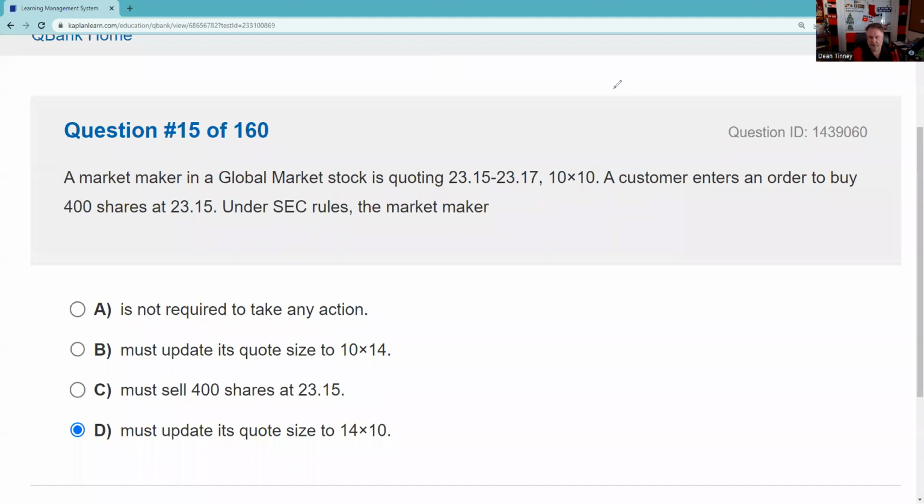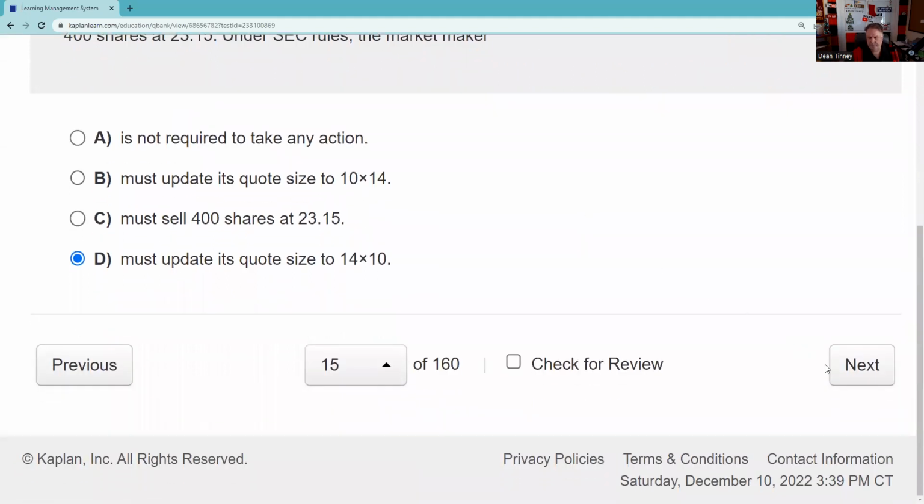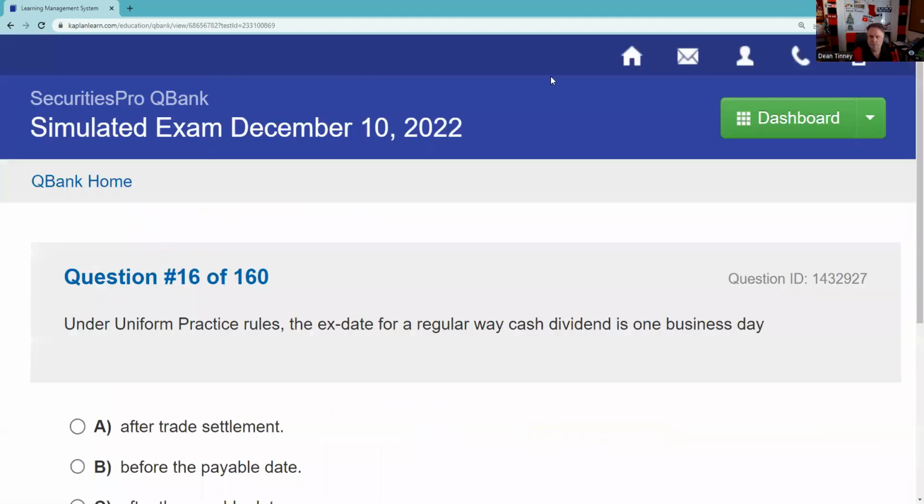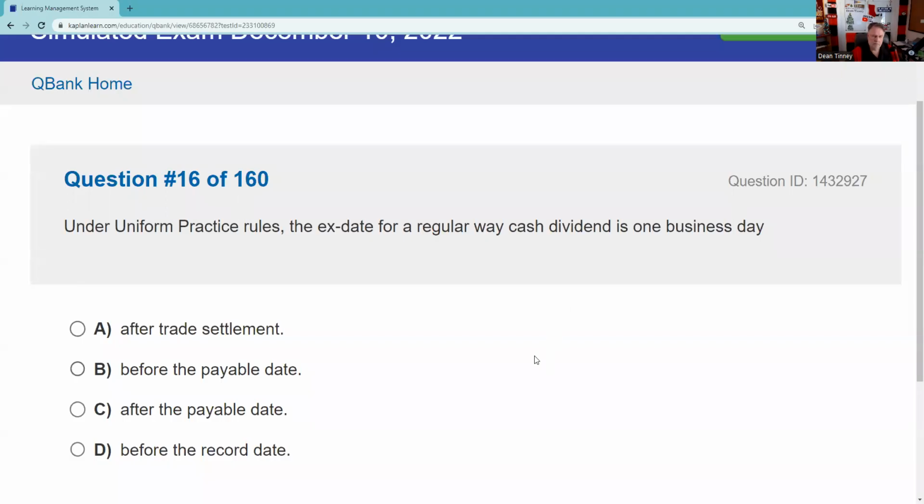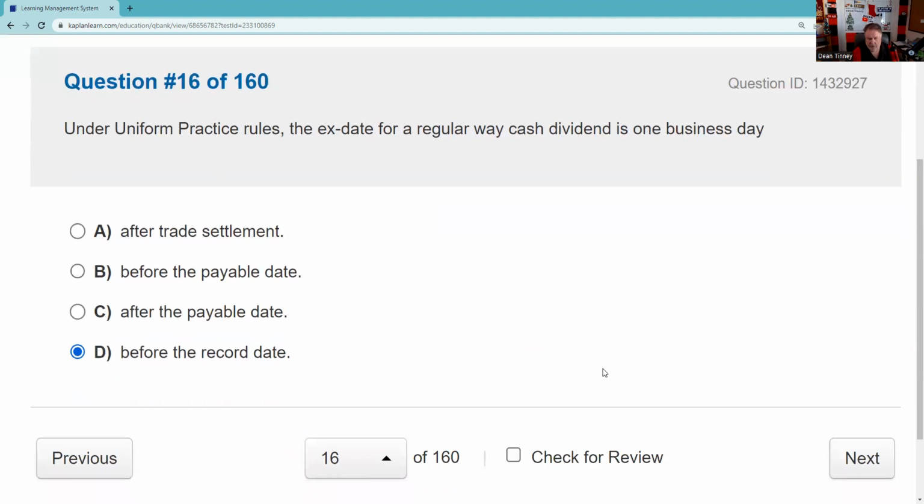Question 16. Under the uniform practice rules, the ex-date for a regular cash dividend is 1 day before the record date. Anything the reps and customers get confused about is fair game as a supervisor. So the ex-date is the first date on which the stock no longer trades with the dividend attached, and it's 1 business day prior to record.